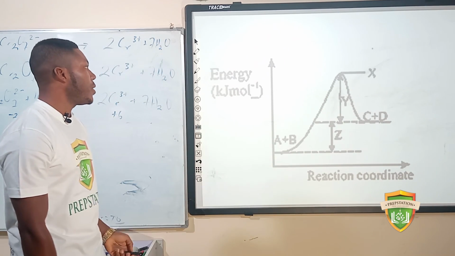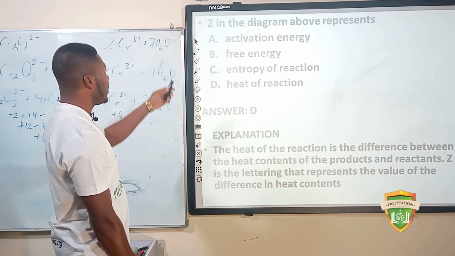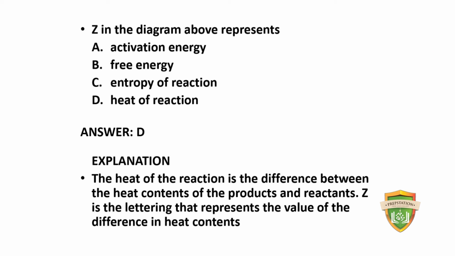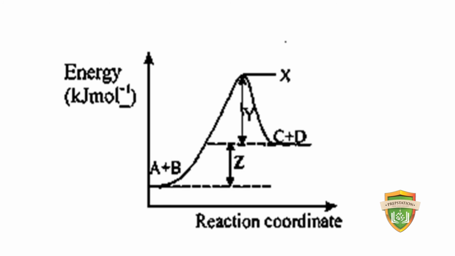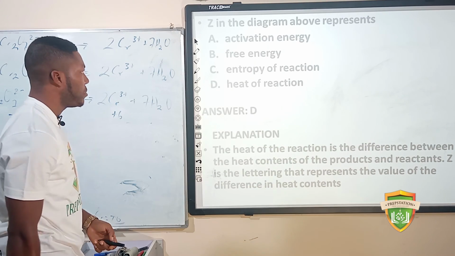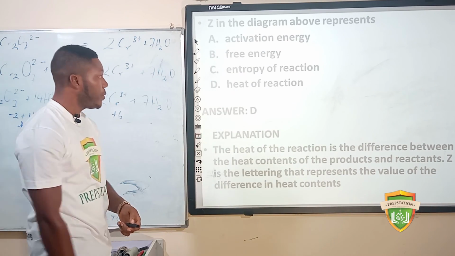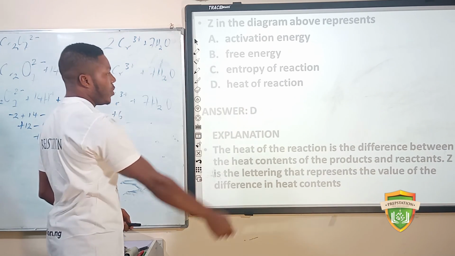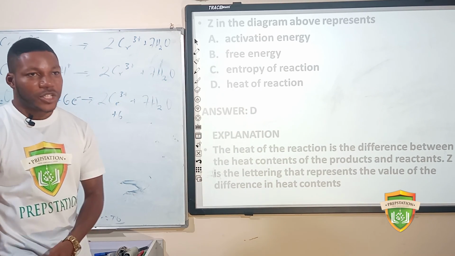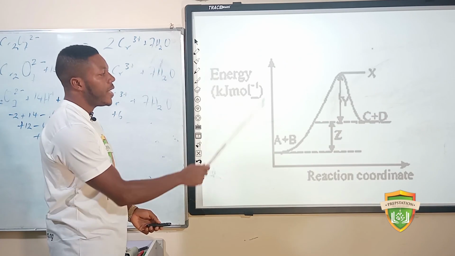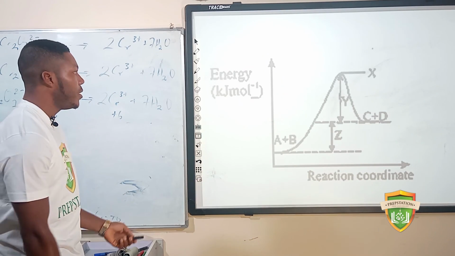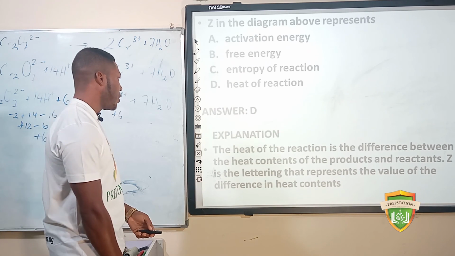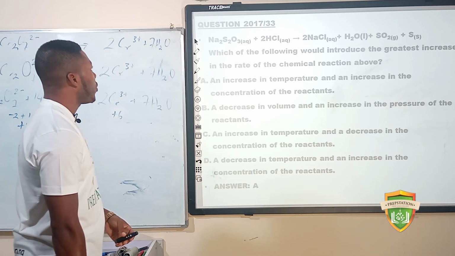Now let's check what they ask us to do. Z in the diagram above represents, go back to the reaction. Where is Z? This is Z. Let's check the options. Activation energy, no. Free energy, no. Entropy of reaction, no. What is the answer there? Heat of reaction, otherwise called enthalpy change. So you have to study the diagrams I give you very well, note their labeling, and so on. All right.